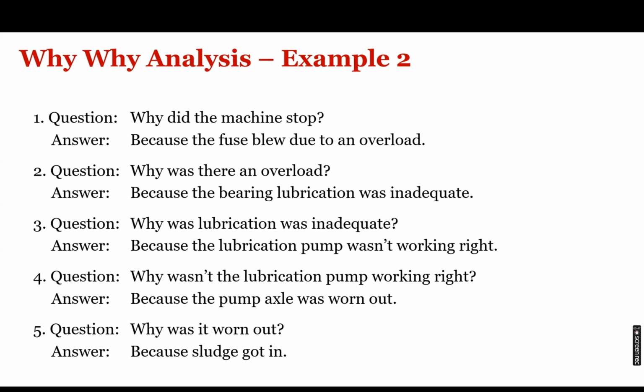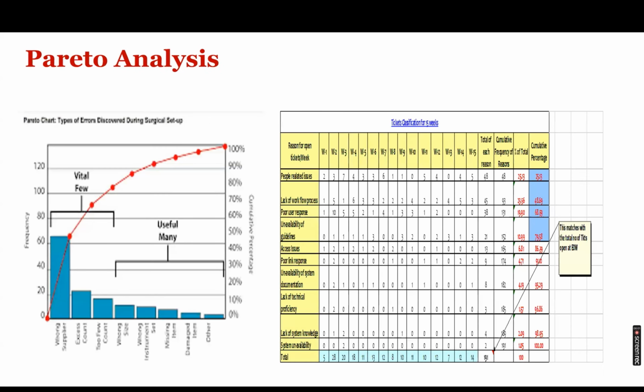Because the pump axle was worn out. Why was the pump axle worn out? Because sludge got in. Again, we could have drilled down why sludge got in. This way, we could have drilled down further. So this is two examples of why analysis.